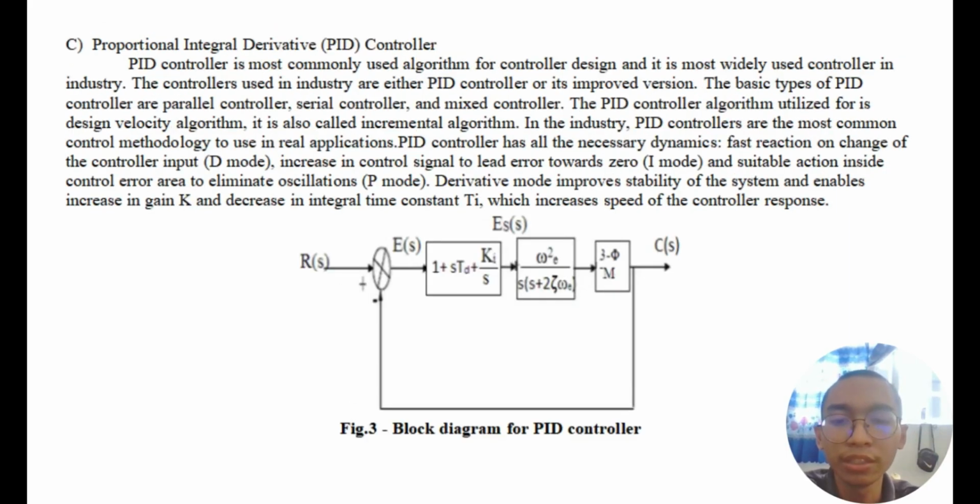Thirdly, the proportional integral derivative controller. The PID controller is the most commonly used algorithm for controller design and is most widely used in industry. The PID controller algorithm utilizes a velocity algorithm for its design, also called the incremental algorithm. The PID controller has all the necessary dynamics: fast reaction to change of the controller input, increase in controller signal to lead the error towards zero, and suitable action inside the control area to eliminate oscillations. Below is a block diagram of a PID controller.